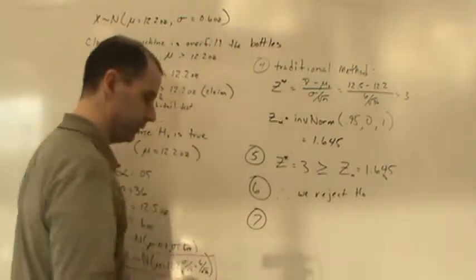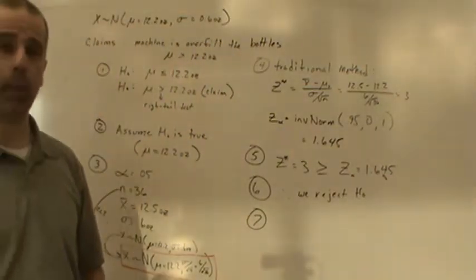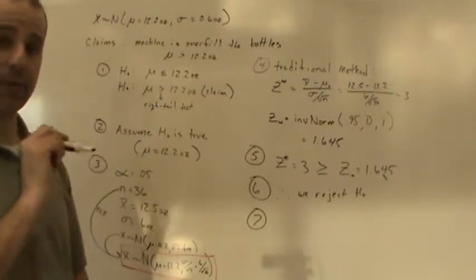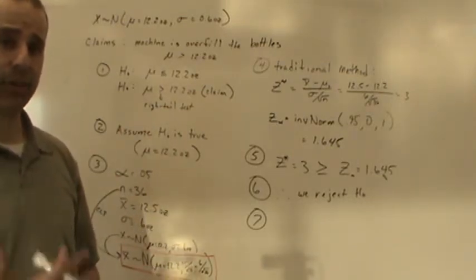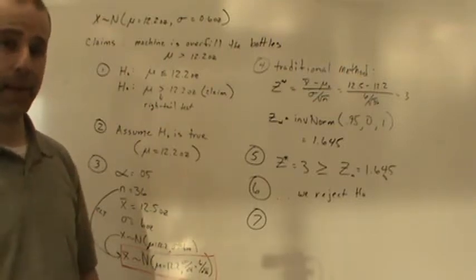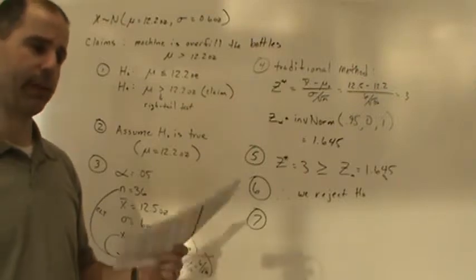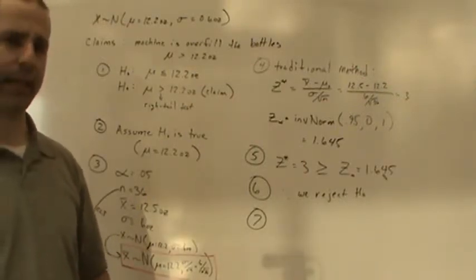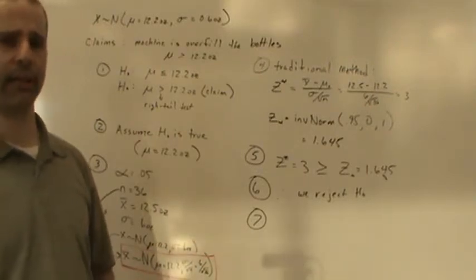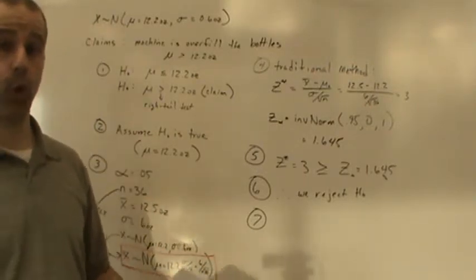is the conclusion. Now, this is where we have to go back to the claim and we have to tell our audience in non-technical terms what happened. Okay? Is there evidence to support the claim? Is there not enough evidence to support the claim? Is there enough evidence to reject the claim? Is there not enough evidence to reject the claim? It's going to be one of those 4 conclusions.